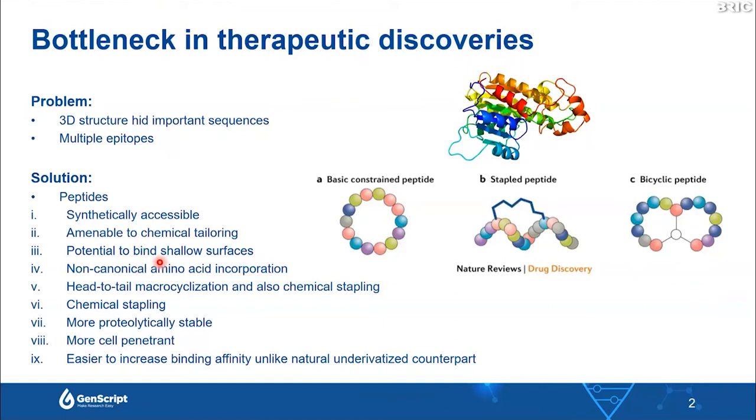Not only that, they can also be easily modified with non-canonical amino acids to enable changes in the peptide structure. Such changes often enable them to be more proteolytically stable and more cell penetrant. In addition, they are easily amenable through chemical means, which means it is easier to increase binding affinity through very simple chemical modifications.